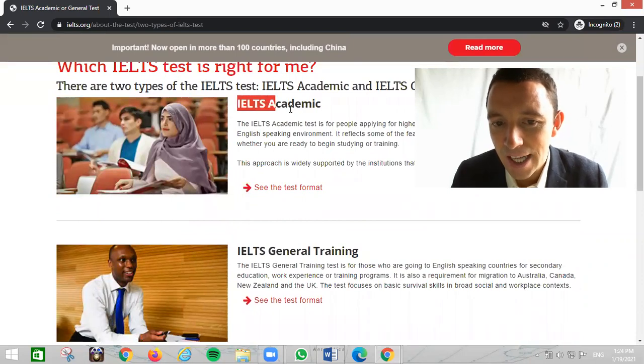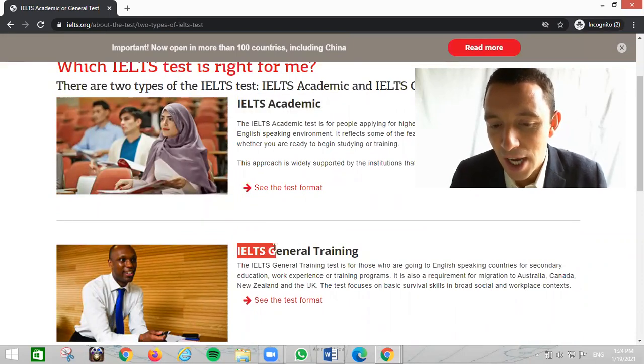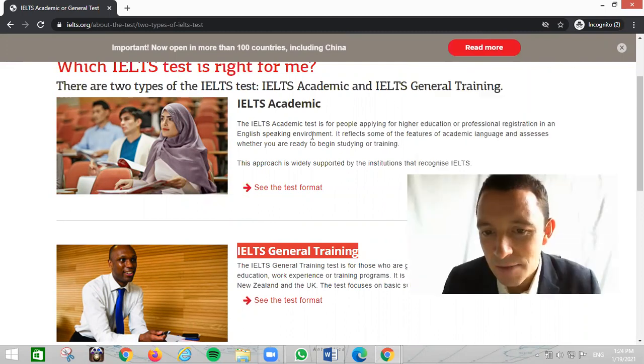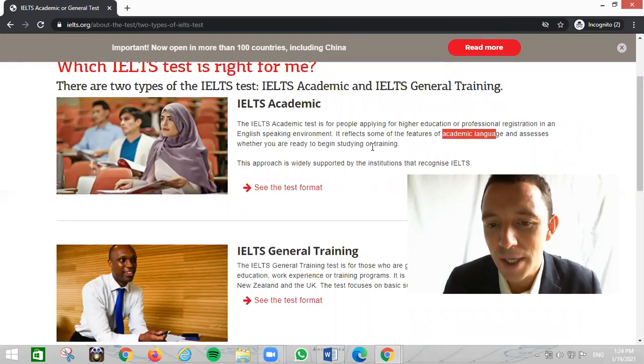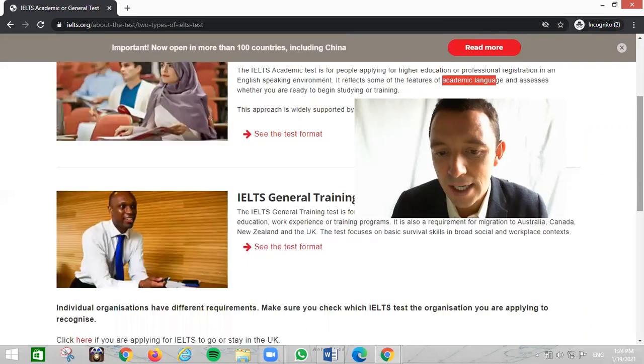So this is the page where they explain the two different tests. There's IELTS Academic and there's IELTS General Training, okay? So let's look at the academic first. The test is for people applying for higher education, university, or professional registration in an English-speaking environment. It reflects some of the features of academic language and assesses whether you are ready to begin studying or training, okay?